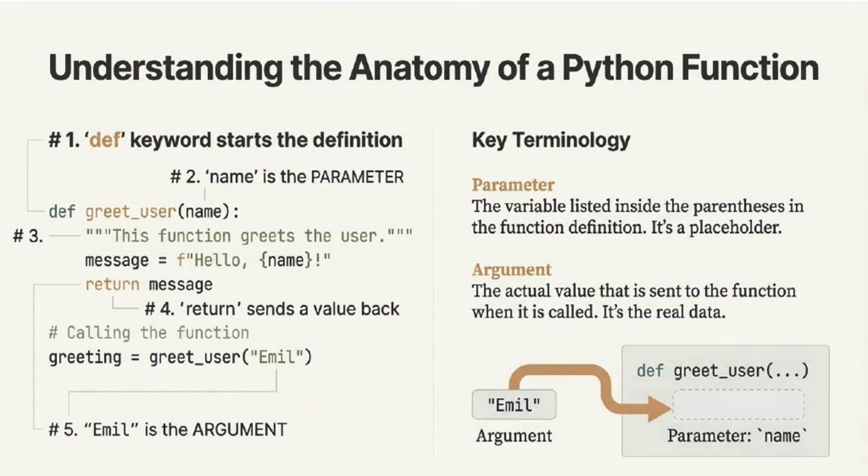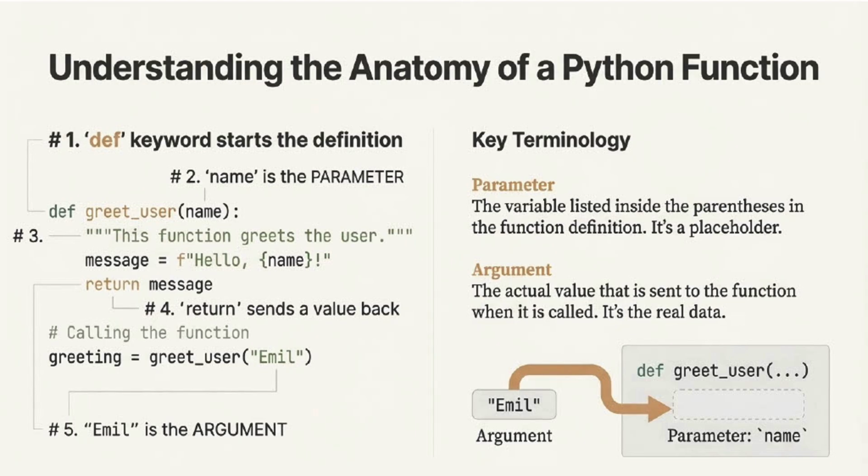The keyword def tells Python that we are starting the definition of a function. Every Python function must begin with def. Here we see the function name greet_user followed by parentheses. Inside these parentheses, we have name. This is called a parameter. A parameter is a placeholder that will receive a value later when the function is called.